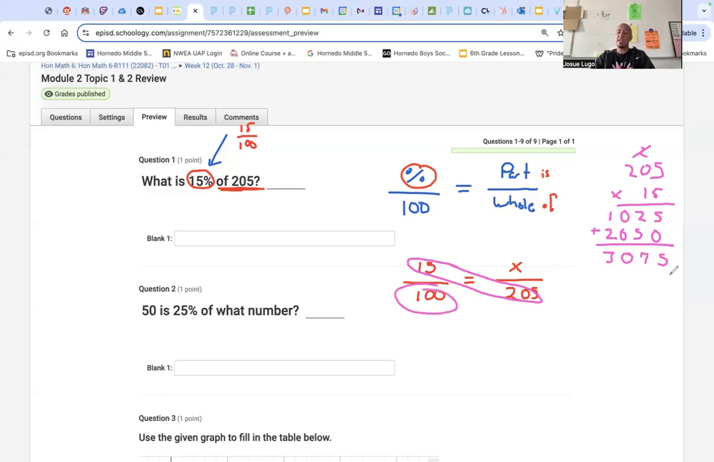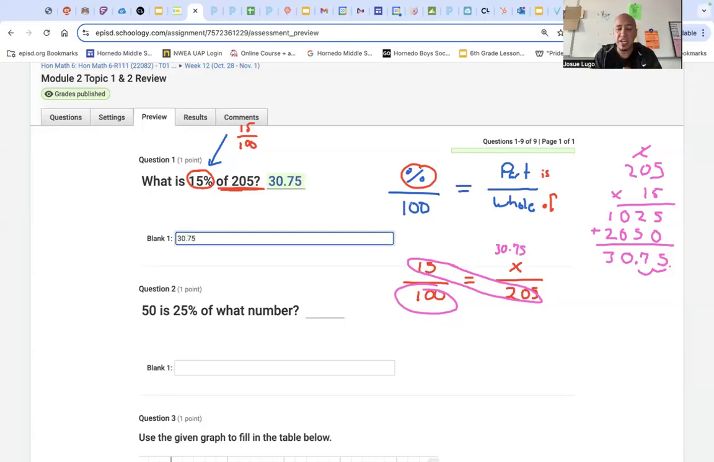So I cross multiplied, and then the second step is to divide, and you always divide by the only other number. So I'm going to divide 3,075 by 100. By now, you should know that when you're dividing by 100, you're just moving the decimal over 2 times from wherever it is. So I move it from the very end. That would give me 30 and 75 hundredths. So that means that 15% of 205 would be 30 and 75 hundredths. And that's exactly what my answer would be.